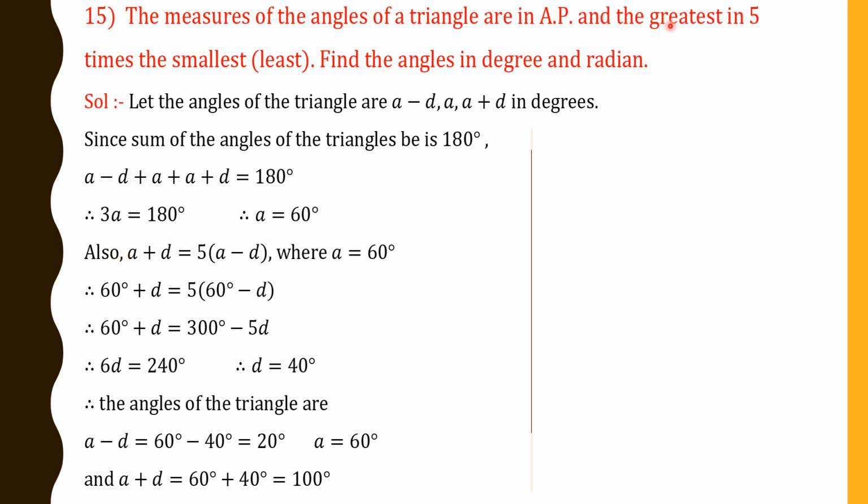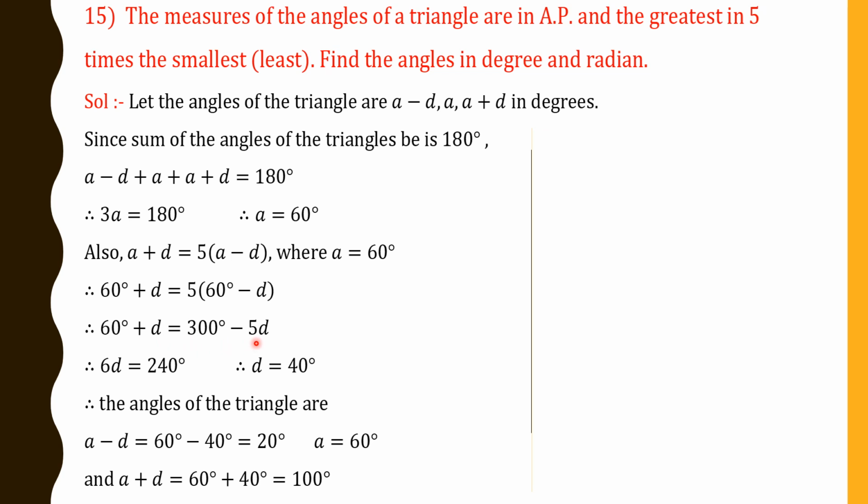Here is the condition: the greatest angle is 5 times the smallest. The greatest angle is A plus D. The smallest angle is A minus D. We are given that the greatest angle is 5 times the smallest. Therefore, we have A plus D equal to 5 multiplied by A minus D. From above, we get A equal to 60 degrees. Therefore, put this value: 60 degrees plus D equal to 5 into 60 degrees minus D. 60 degrees plus D equals 5 multiplied by 60 degrees, which is 300 degrees, minus 5 into D, which is 5D.